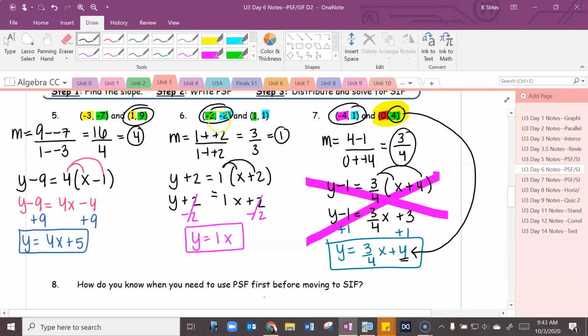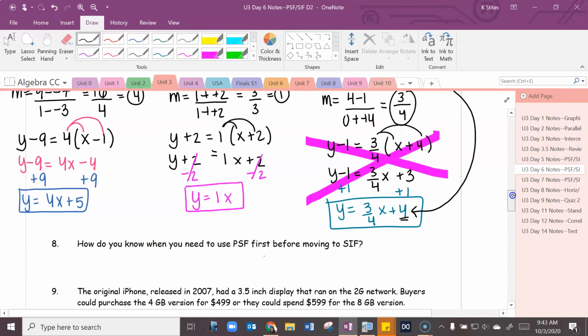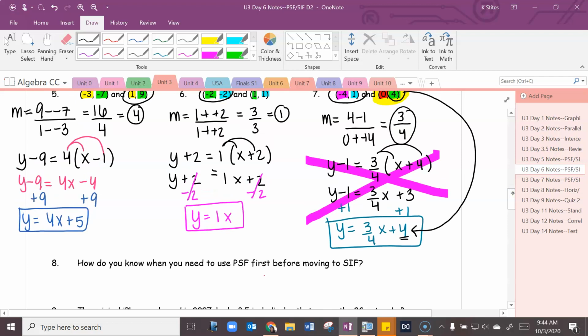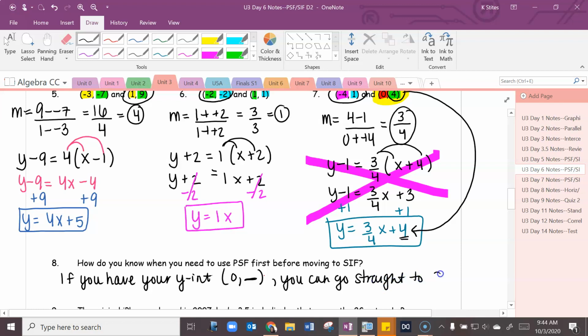We would not have been able to do that for numbers 5 or 6 because neither of these have our starting point, our y-intercept. Okay, so let's look at this question number 8. How do you know when you need to use PSF first before moving to SIF? Okay, and the answer is if you have your y-intercept, which is your (0, b), you can go straight to SIF. Okay, if you don't have your y-intercept, you are going to have to begin in point slope form.